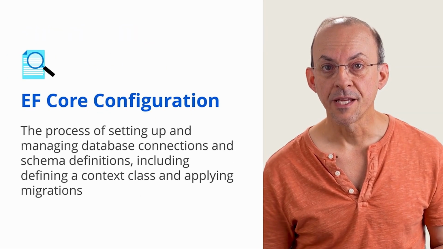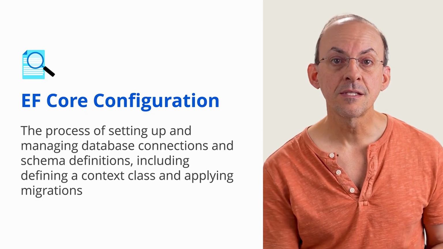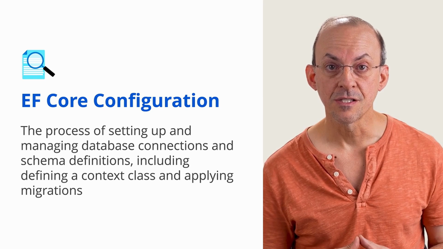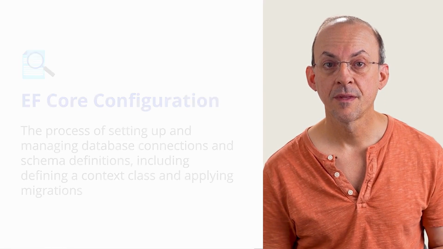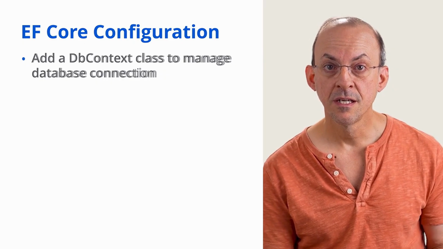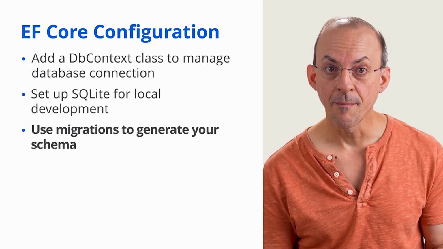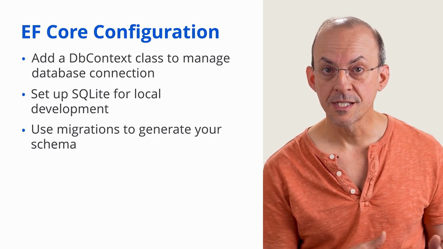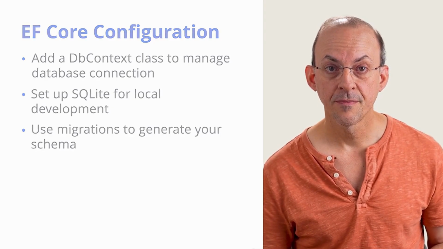Once your models are in place, you'll configure Entity Framework Core to set up your database. This is the process of setting up and managing database connections and schema definitions, including defining a context class and applying migrations. You'll define a DB context to manage database connections, configure it to SQLite, and use migrations to create the schema that matches your models. This connects your app to real persistent storage and ensures the structure reflects your domain models.